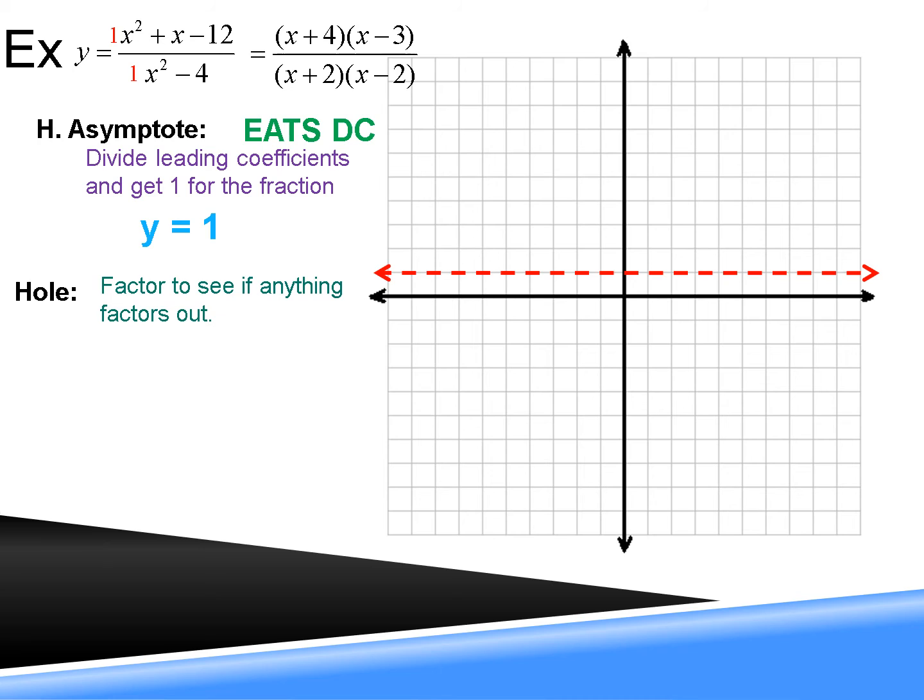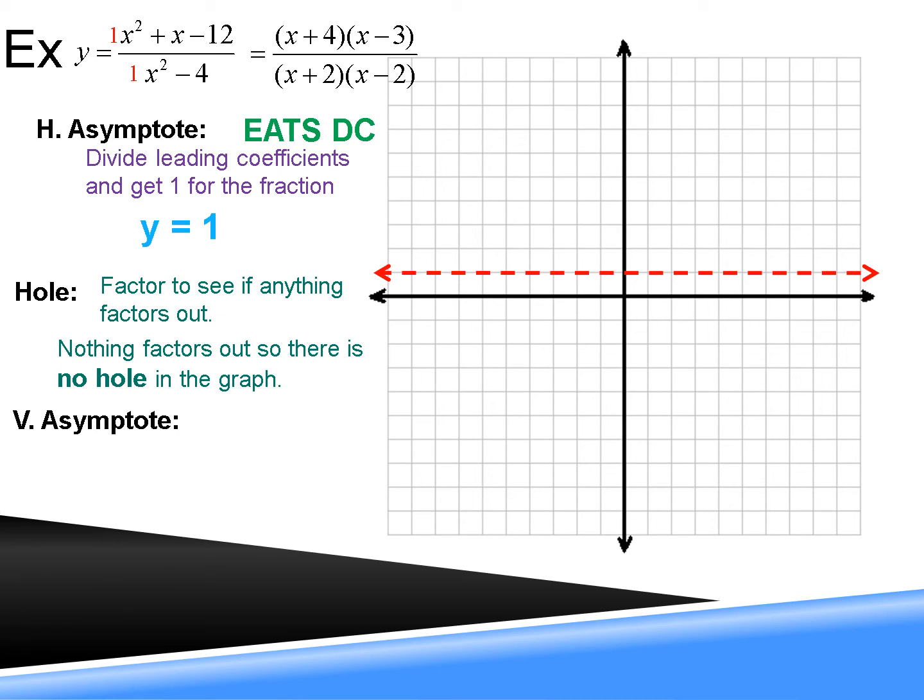Nothing cancels out. There is no common factor in the numerator and denominator. So since nothing's going to cancel out, there is no hole in the graph. Let's talk about vertical asymptotes now.